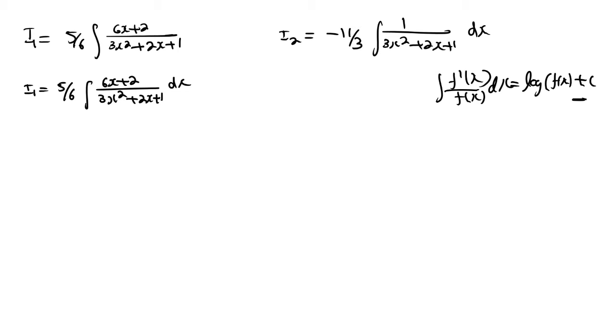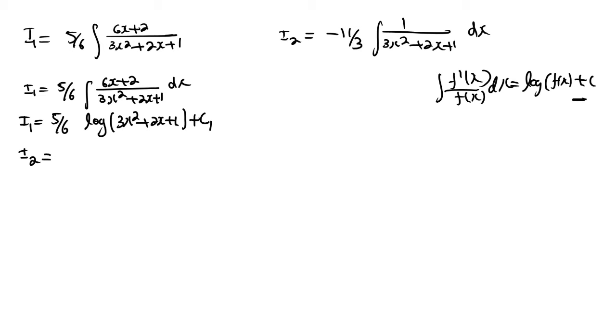So here you directly write I1 value is equal to 5 by 6 into log of f of x, whose value is 3x square plus 2x plus 1, plus c1. I am taking it as c1 because two terms are there, right? So I1 value is equal to 5 by 6 into log of 3x square plus 2x plus 1. Okay, then calculate the I2 value.